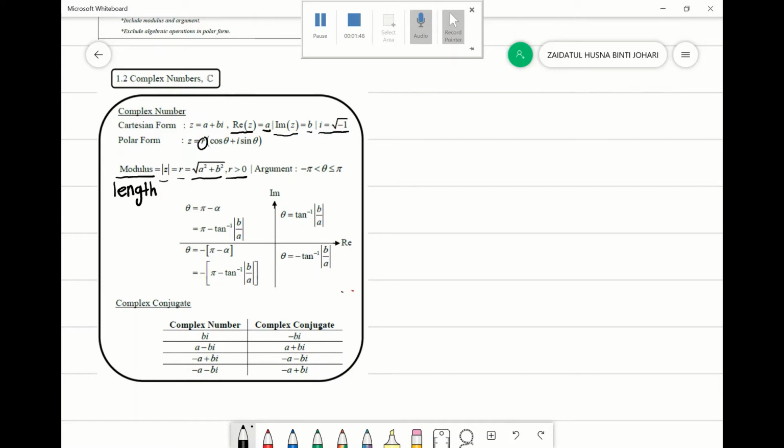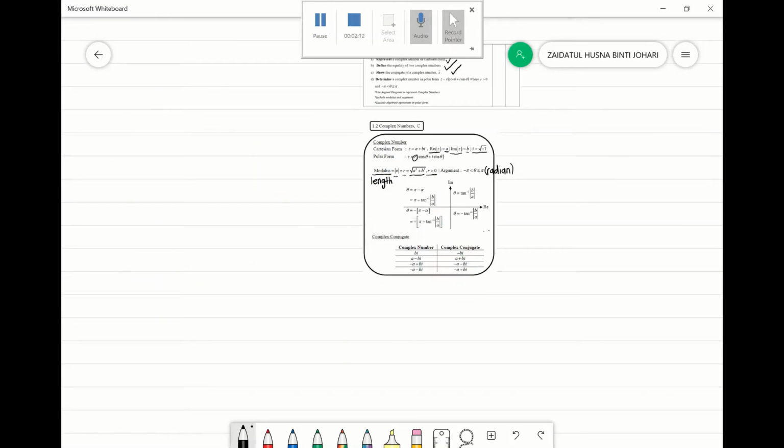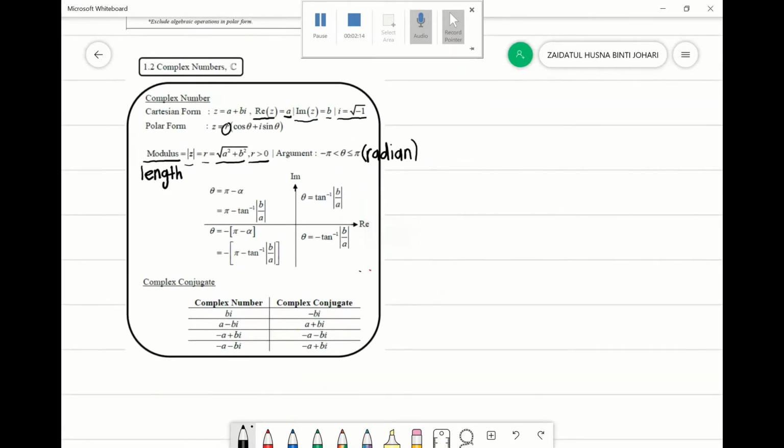And then for the argument, theta. First thing, you can see here the angle is given in pi, so that means the unit is always measured in radian for theta. For the argument in this topic, we will always measure theta in radian. Theta is a value between -pi and pi, right? So there is an equal sign here but not here.